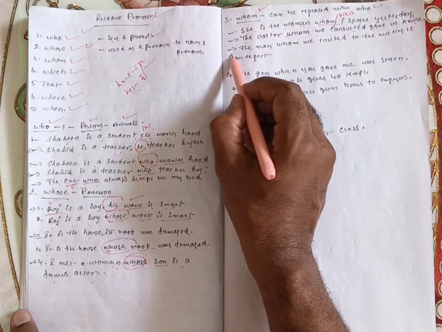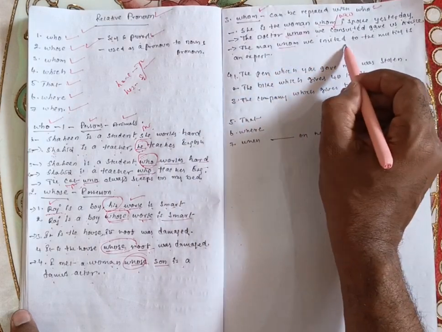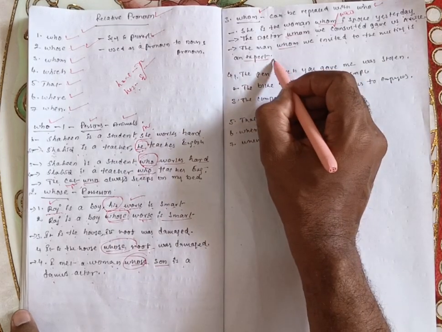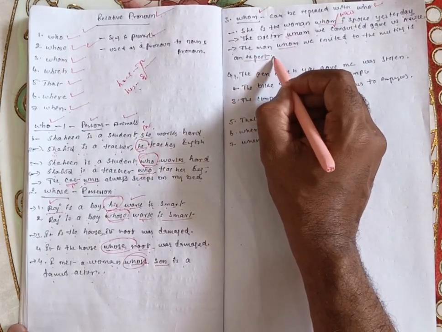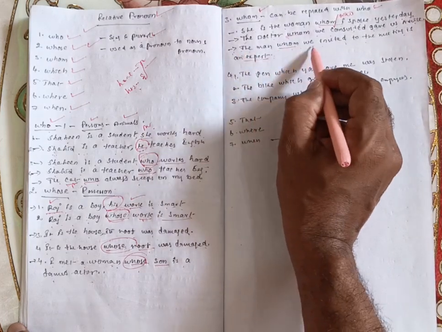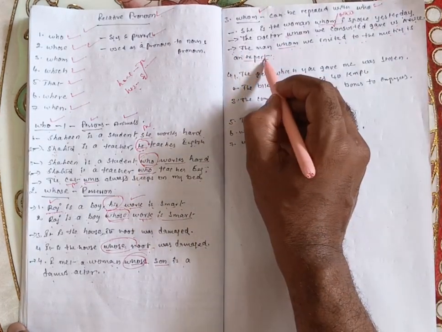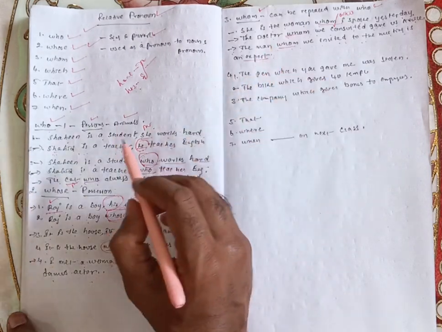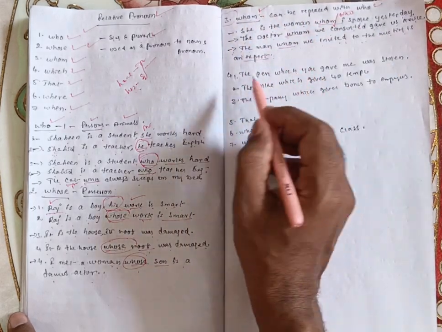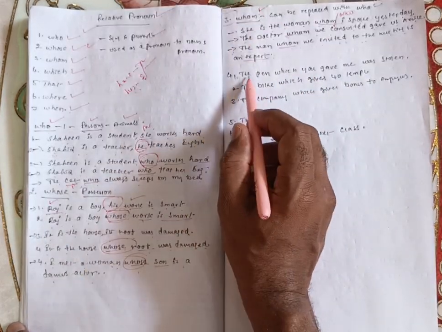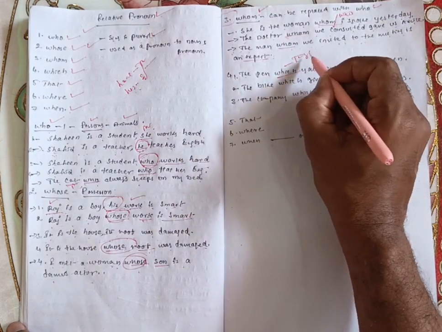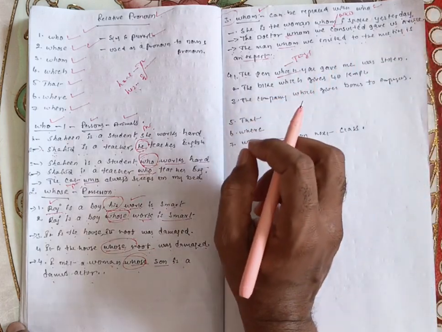Third example is: the man whom we invited to the meeting is an expert. There is an expert person, we have invited him, so instead of saying that, we can use a relative pronoun: the man whom we invited to the meeting is an expert. I hope you understood about whom. Next, number 4, which is used to speak about things and small animals like that.